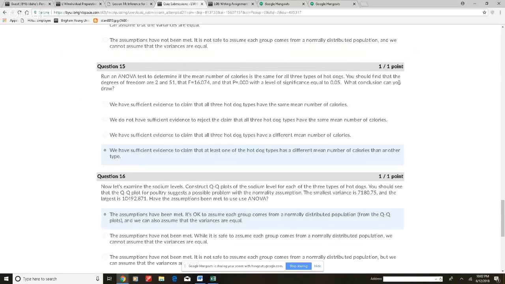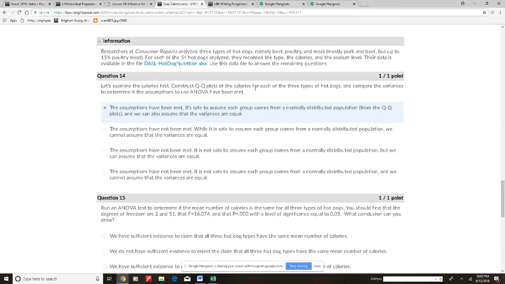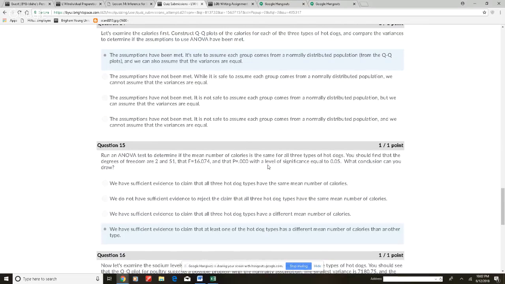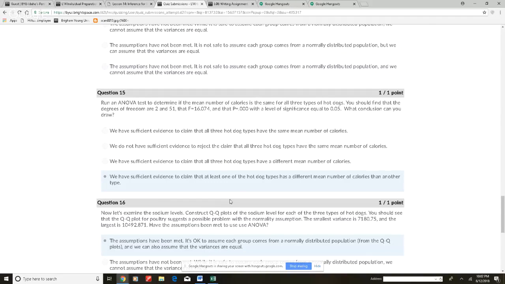Okay, so the question is, what conclusion can you draw? Just by looking at the p-value, you can know whether it's greater than or equal to, or less than the level of significance. If it's less than, you reject. Because the p-value is so small compared to the level of significance, we have sufficient evidence that at least one of the hot dog types has a different mean number of calories than another type.